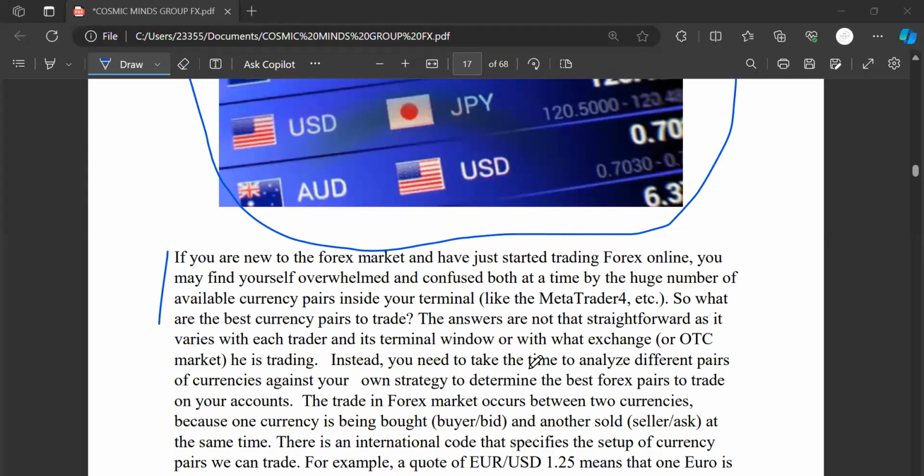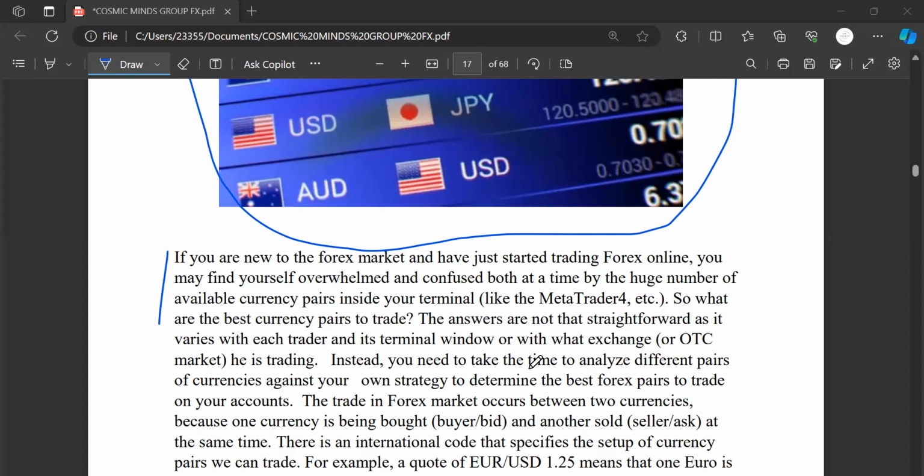So like I said, the major currencies are the US dollar, and then we have the euro, or the eurozone. We have the Japanese yen, and then we have the British pound, the pound sterling. And then we have the Swiss franc. That one, we have that one.